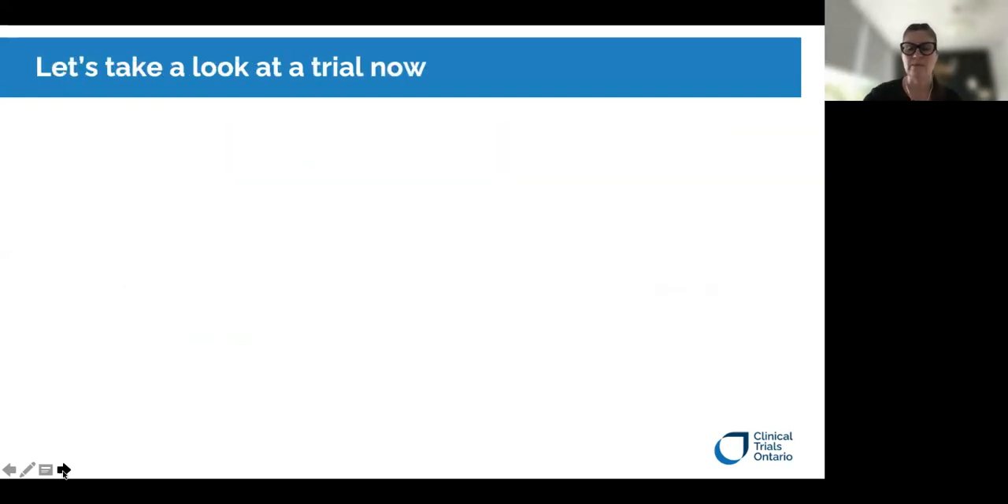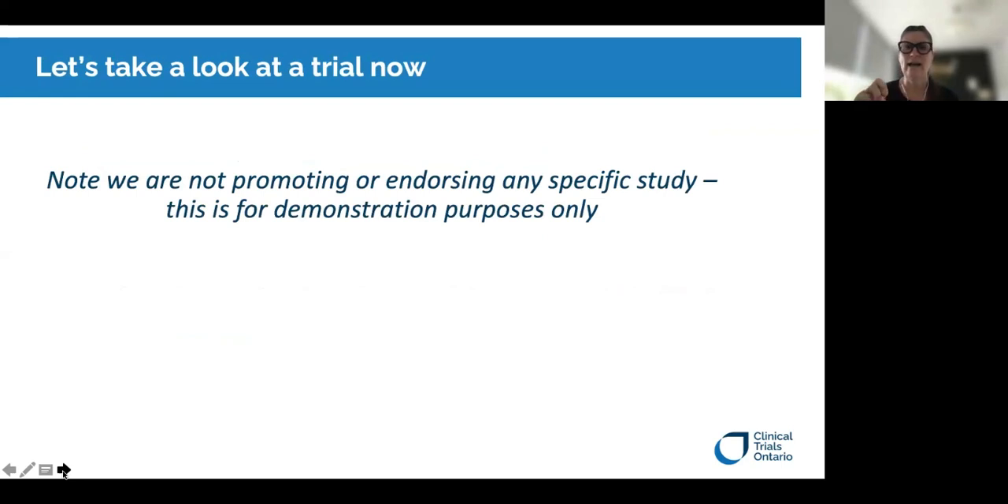So what we're going to do is take a look at a trial that's currently recruiting. I want to make it very clear, we are not promoting or endorsing this specific study. We've pulled it up so that we can do a demonstration for you about what things look like when you get to one of these databases to look for a clinical trial. I'm not affiliated with the study team at all. I can't answer specific questions about the study, but we thought it was a good way to really make it concrete for you about when you're looking for a trial, what things actually look like within some of these databases.